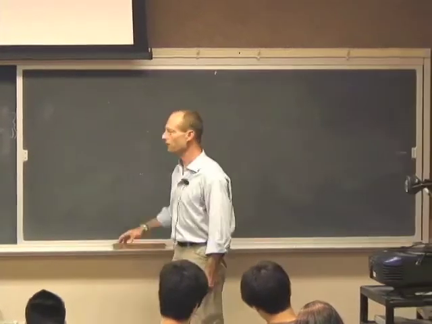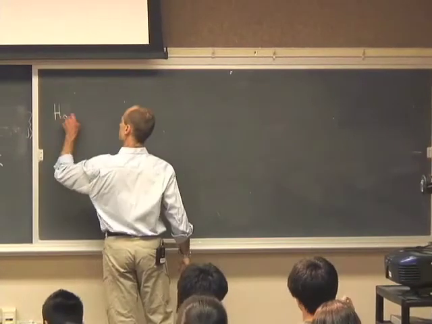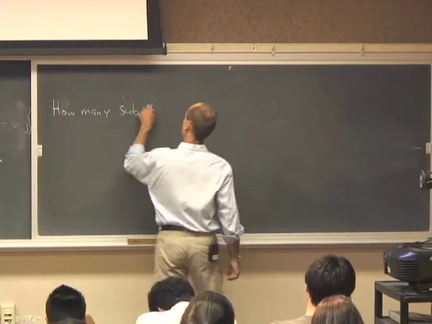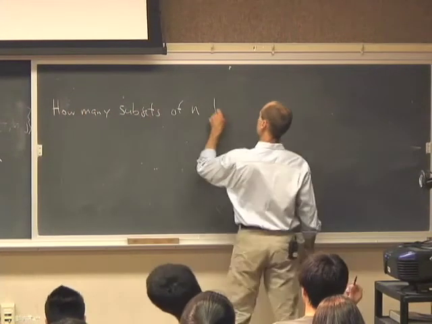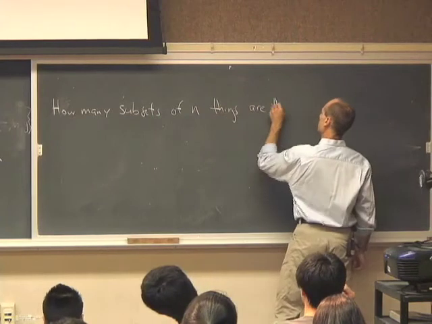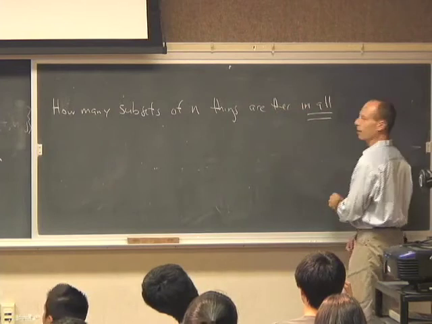If I don't care how big the subsets are, how many subsets of n things are there in all, without regard to how big the subsets are?